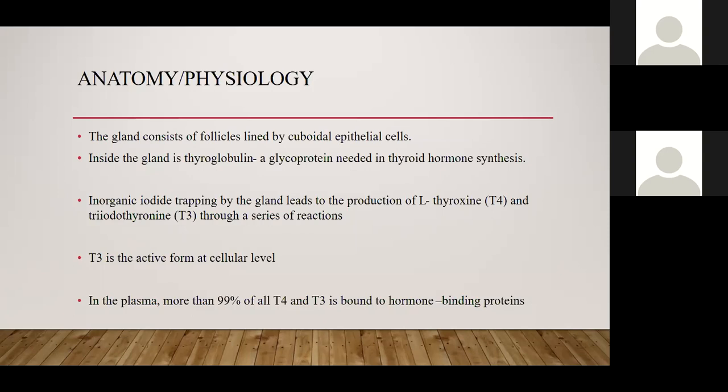And then at the cellular level, we say the T3 is more active than the T4. In the plasma, more than 99% of all T4 and T3 is bound to what we call the hormone binding proteins. Usually once you see a picture, it makes things stick and makes learning easier.